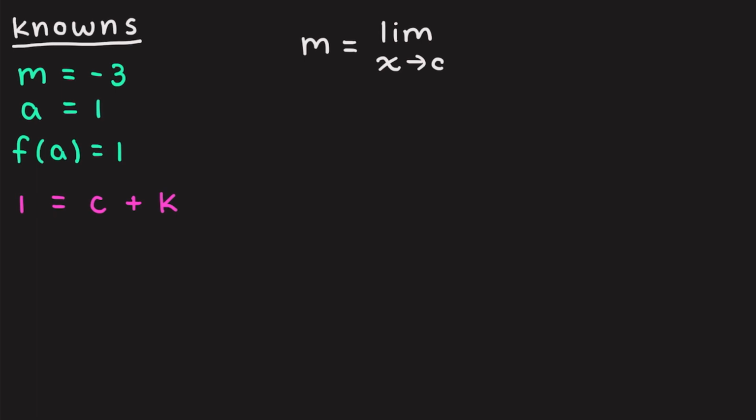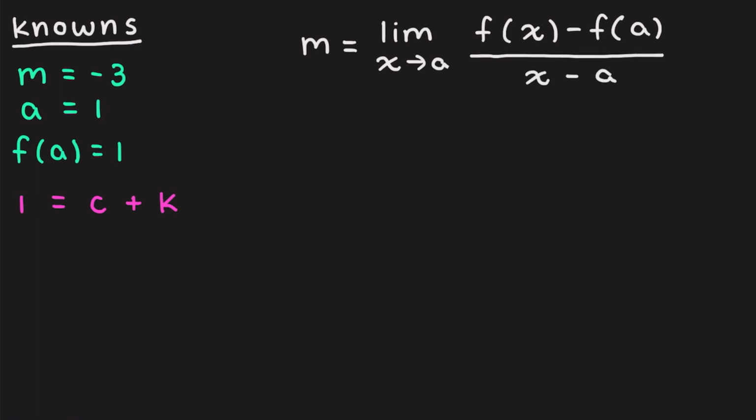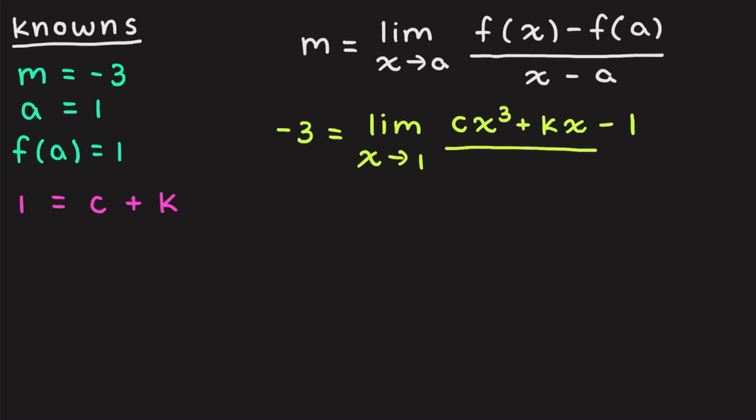Let's see if manipulating the limit definition in some way can help us find the second part to the system. As I write this out, we can recognize that we know a lot of these terms. For example, slope equals negative 3, the a value is 1, f of x was given to us in the problem, and then f of a we solved for. And then that's all over x minus 1.